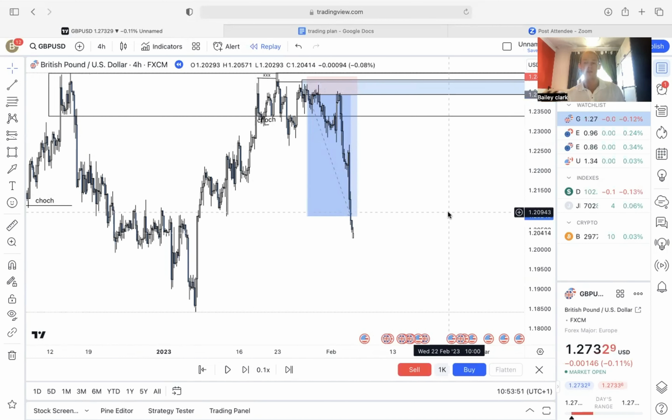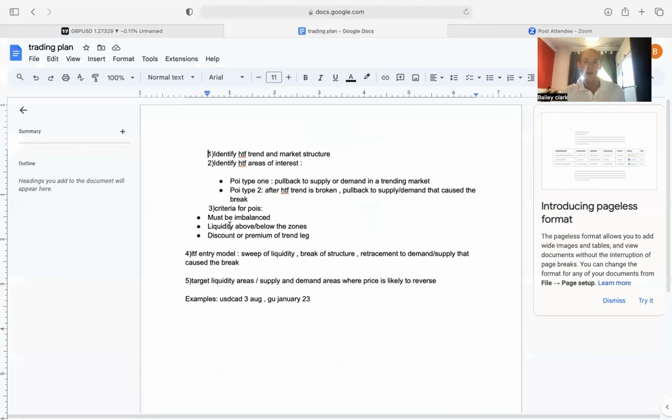So yeah, to summarize, we highlight our overall market direction and our market trend using the principle that I told you in the start of the video. We then highlight our higher time frame areas of interest, which for criteria, we need imbalanced areas of supply and demand, liquidity above or below, and we need them to be in a premium or a discount of the current trend leg. And we highlighted the two different types, one being a pullback in a trending market, the second being after a break in the overall trend, we wait for a pullback for then a possible reversal.